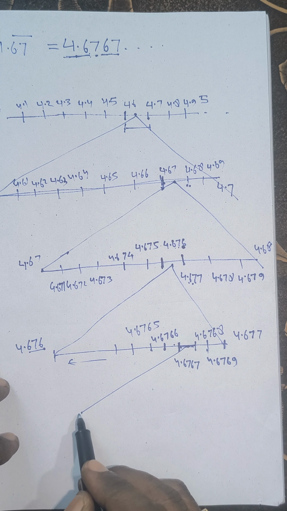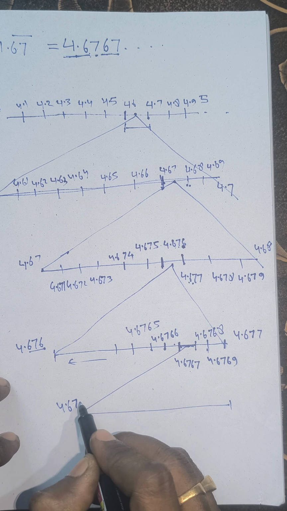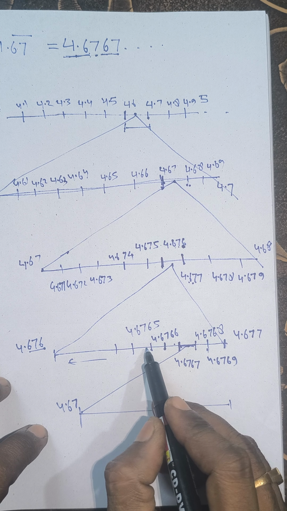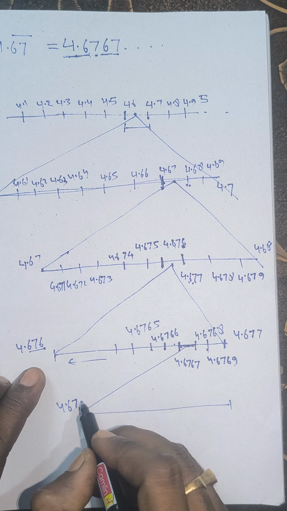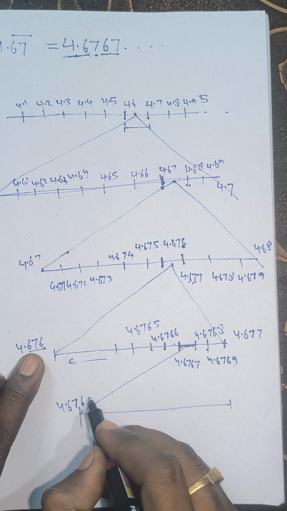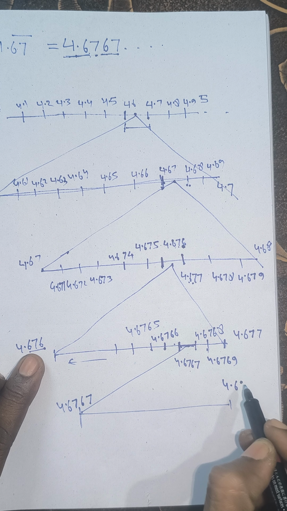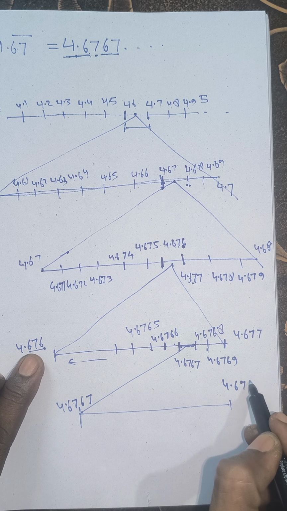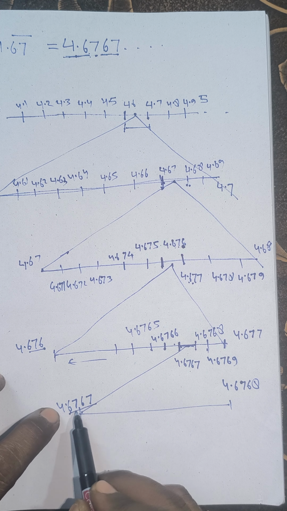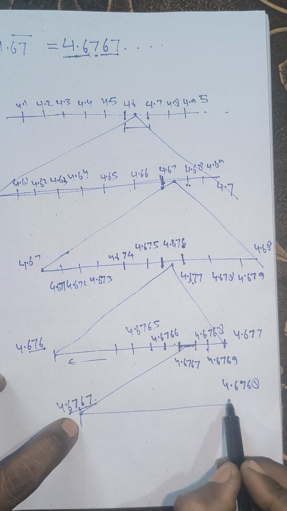So we will draw again here. This is 4.676, and another number 7. This is 4.6767 and this is 4.6768. Now we have the number 4.6767, then bar means it's greater than this number, so this number lies between these two points.